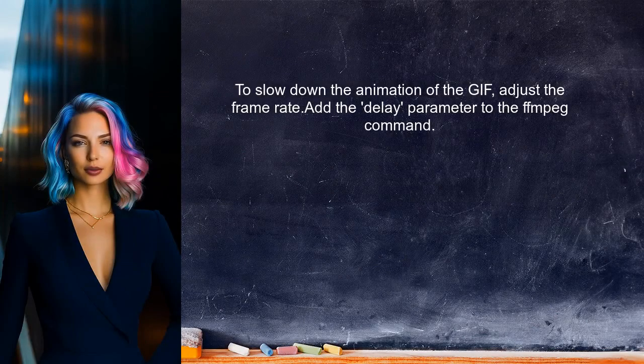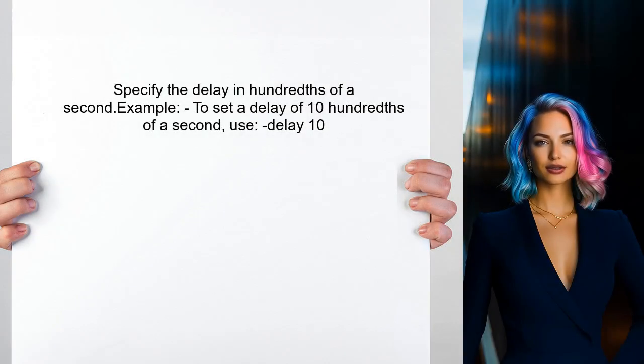To slow down the animation of the GIF, the user can adjust the frame rate by adding a specific parameter to the FFmpeg command. This parameter is called delay. The user can specify the delay in hundredths of a second. For example, if the user wants a delay of 10 hundredths of a second, they can use the -delay option followed by the value.